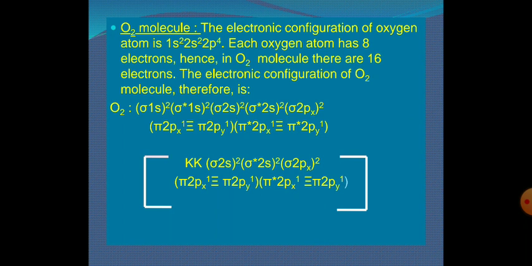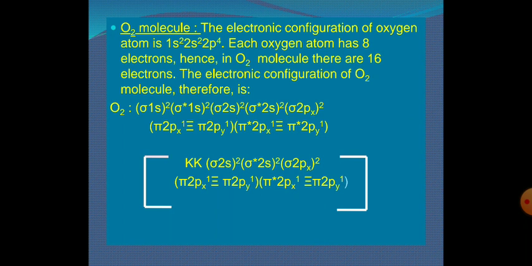For O2 molecule there is some change which you can notice here. The electronic configuration of O atom is 1s2 2s2 2p4. Each oxygen atom has 8 electrons and hence in O2 molecule there are 16 electrons. We are going to look at the electronic configuration of O2 molecule: sigma 1s2 sigma star 1s2 sigma 2s2 sigma star 2s2 sigma 2px2. Look at this, the change which you are going to notice here.